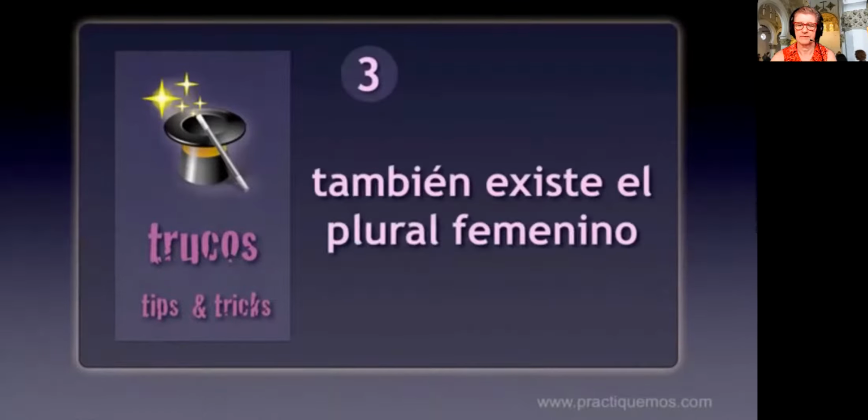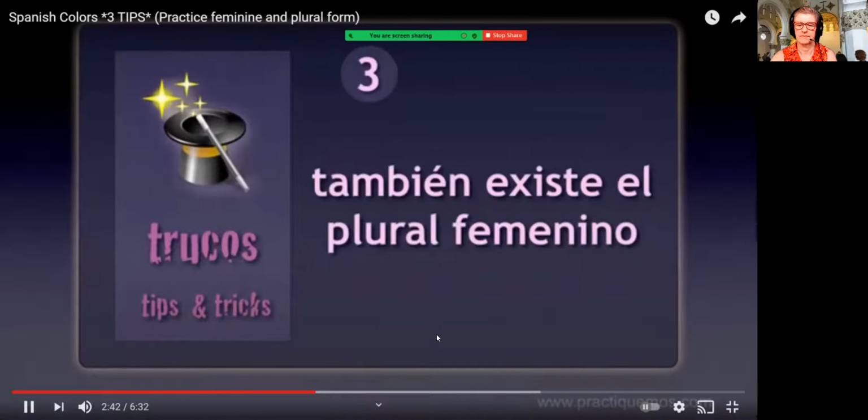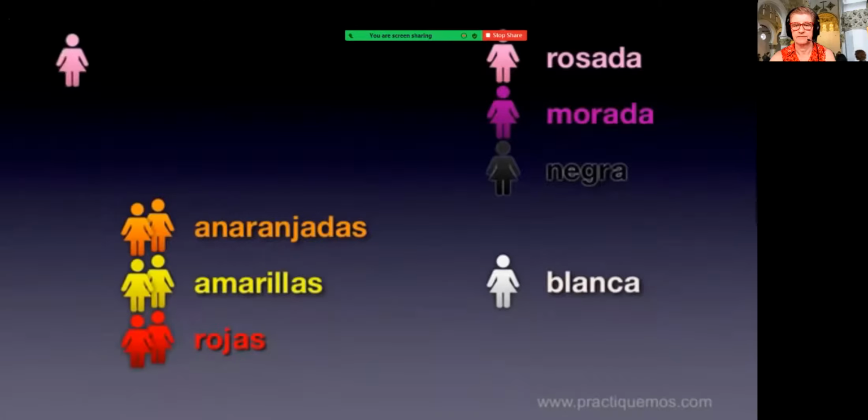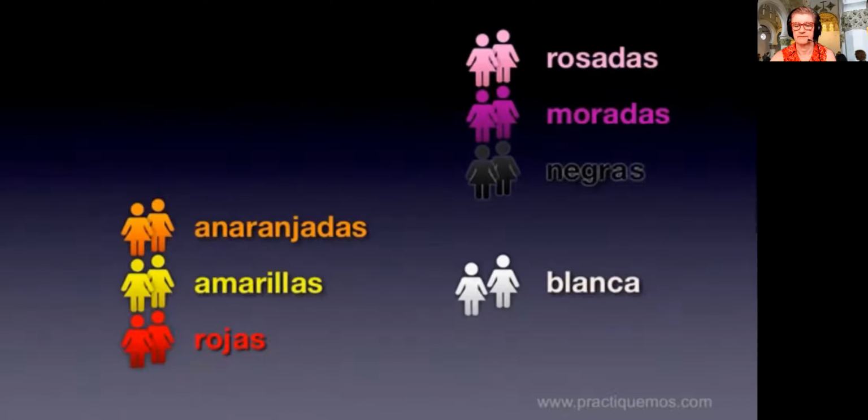Truco número 3. También existe el plural femenino. So the feminine forms that get a special feminine form with an A at the end do get an S to make them plural. Anaranjadas. Amarillas. Rojas. Rosadas. Moradas. Negras. Blancas.